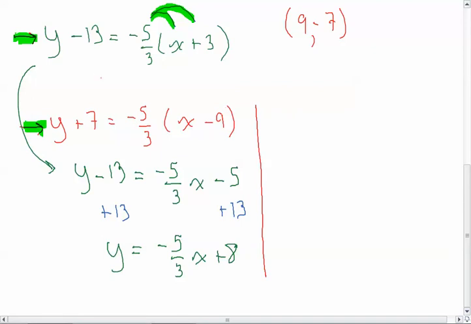So now I'm going to do a similar process for my guy in red here. First step is I'm going to use the distributive property. So I get y plus 7.